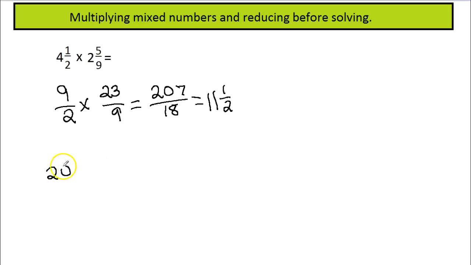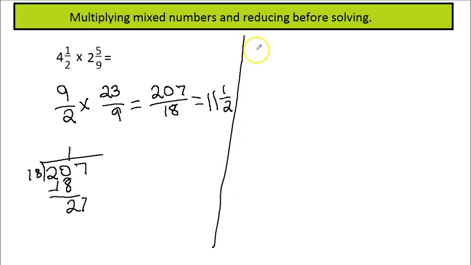Okay, and again, to show how you would do that division, usually with the double-digit divisors, you go off to the side, you're going to have to do that long division, and you'll have to do all that work. Anyway, let's show how we can do this by reducing before solving. So I've got the 9/2 times the 23/9. Well, in this case, I see that I cannot reduce the 2 and the 23. They do not have a common factor that I can reduce these two numbers by. So I have to leave them alone.